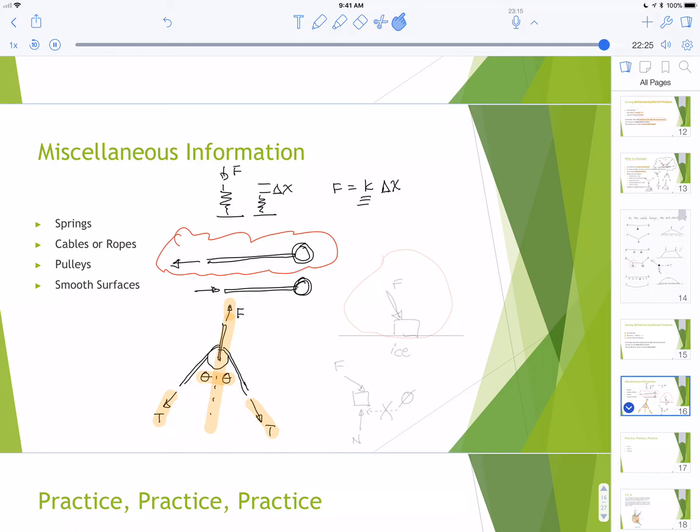So the last topic is smooth surfaces. If you have a smooth surface, let's say ice, let's say you have a block on some ice and it has a force F on it. Let's draw the free body diagram. So here's the loop. You draw everything that's in there. There's the block, that force F. And we've cut through where the block touches the ice.